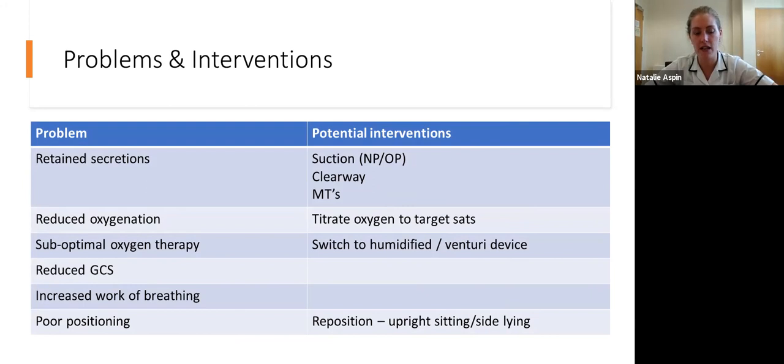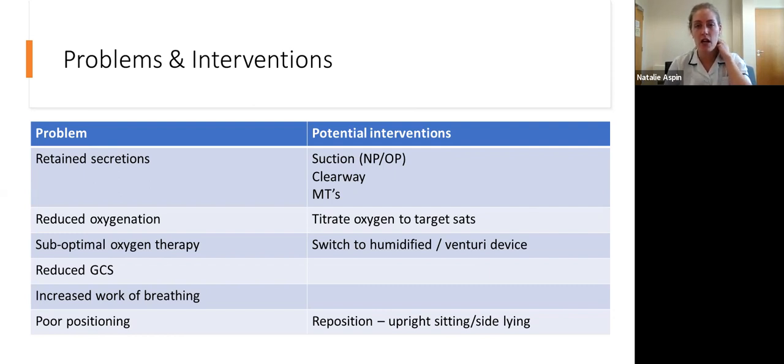So we've said already, retained secretions, which we know because we've listened, we've popped our hands on, we can feel it just from standing at the end of the bed. We can hear he's got noisy breathing, we can hear audible upper airway secretions, we can see he's got pooling of saliva in his mouth. Reduced oxygenation, he's only got sats of 90. They've had to go up to 6 liters on oxygen. Reduced GCS, increased work of breathing, and he's in a bit of a rubbish position in the bed.